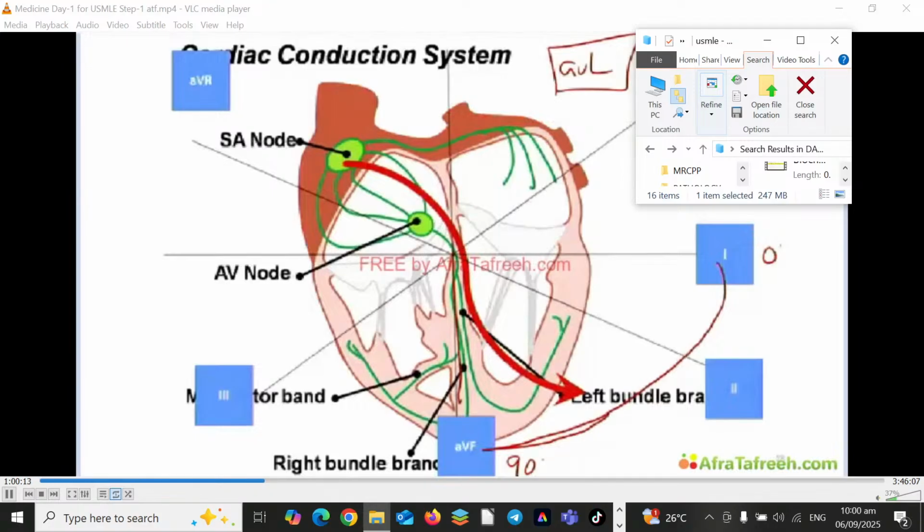So whenever you see the EKG strip, the most positive electrode from the 6 different electrodes, your frontal electrodes, your limb electrodes, which are 1, 2, 3, AVR, AVF, AVL, would give you the axis. If it is the tallest in lead 2, that means it is a normal EKG axis. That's a normal EKG axis.